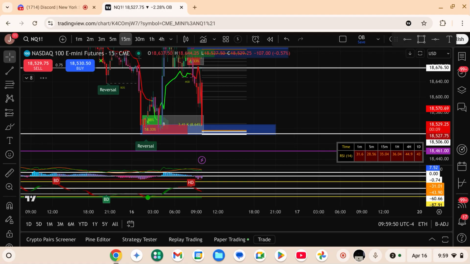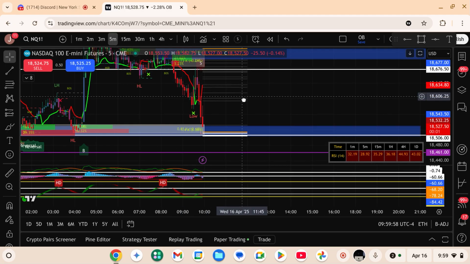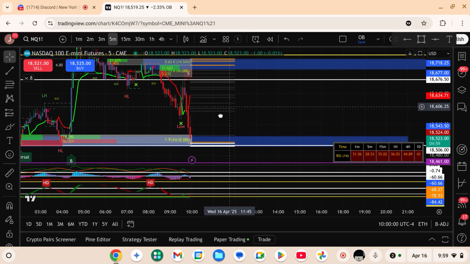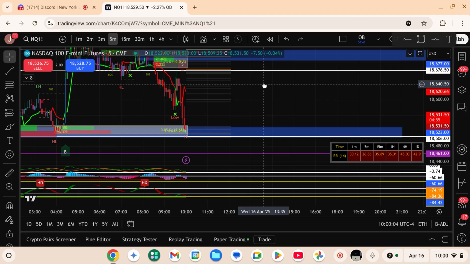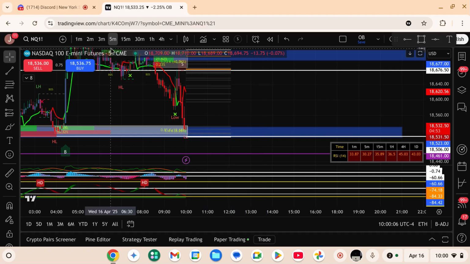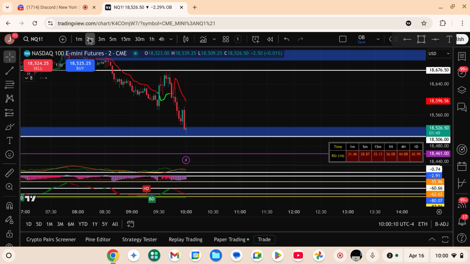Still, we're still trading within last Friday's high and low. Is that true? Where's last Friday's high and low? Friday high. Nah, that's not right, because on Monday we made a new high.